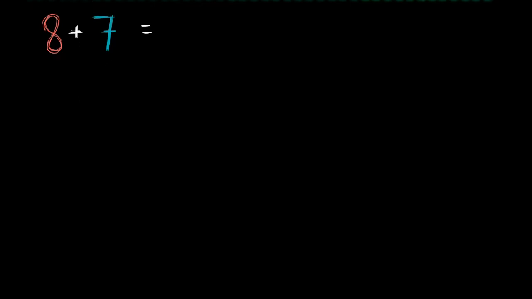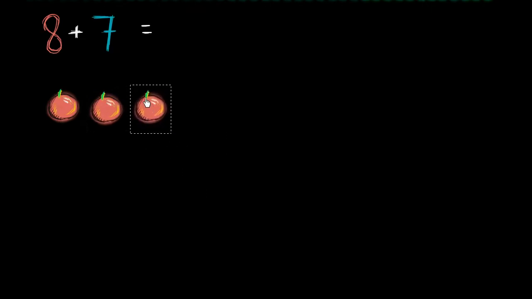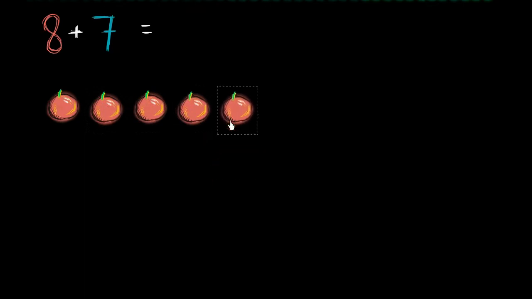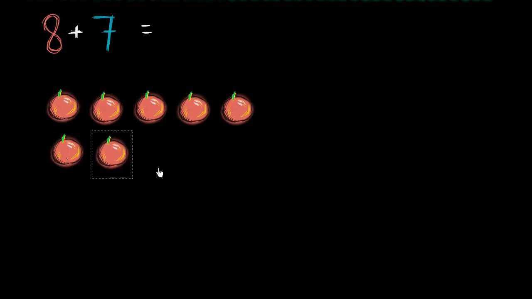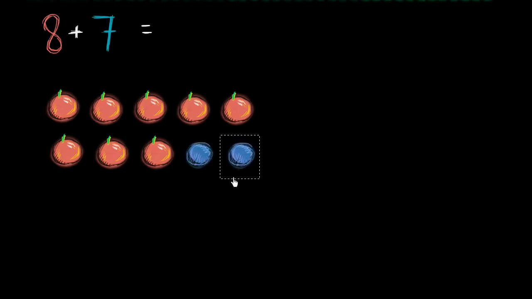So let's have 1 tomato, 2 tomatoes, 3 tomatoes, 4 tomatoes, 5 tomatoes, 6 tomatoes, 7, and 8 tomatoes. Now to those 8 tomatoes, I'm going to add 7 blueberries. So that's going to be 1, 2, and actually I'm going to pause there because I just finished a group of 10.